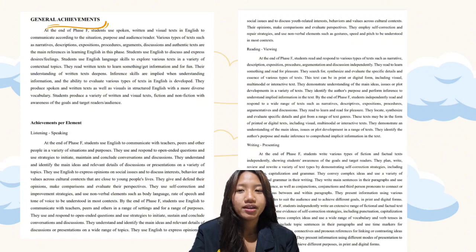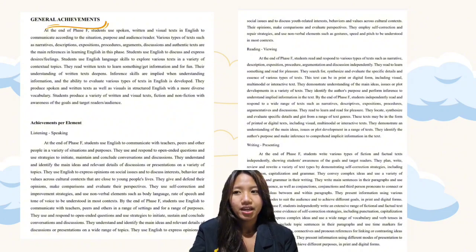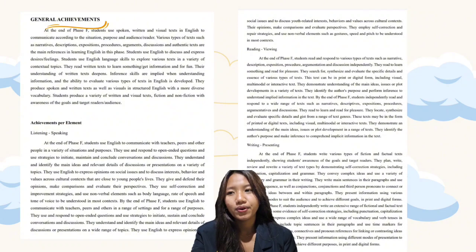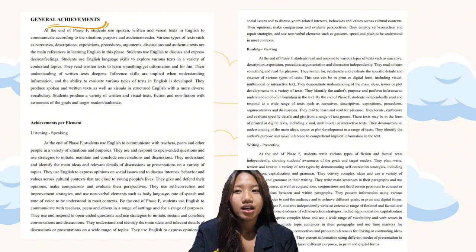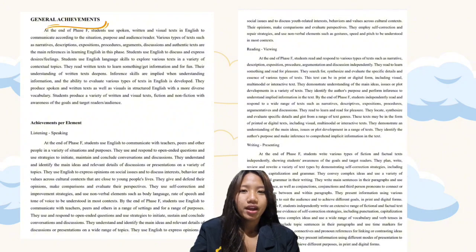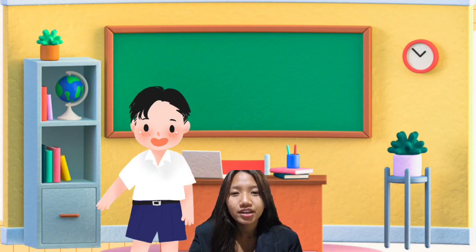So here I would like to tell you about the general achievement, and this is the general achievement for phase F, which is for senior high school class 12. And then let's move to the next. We have a boy here, the name is Budi.